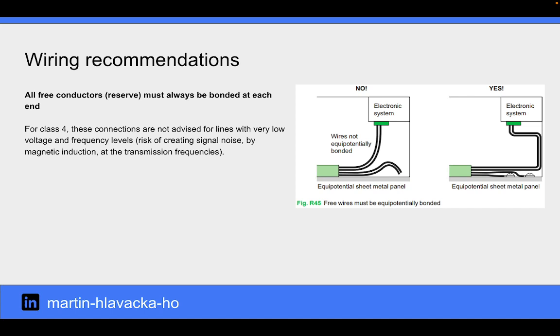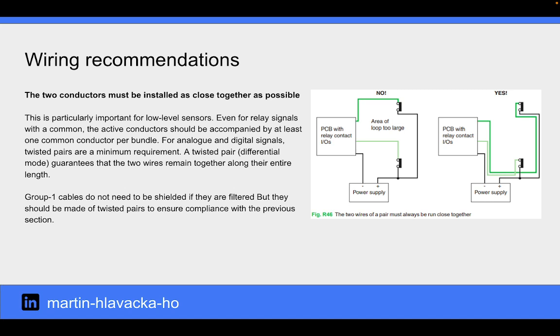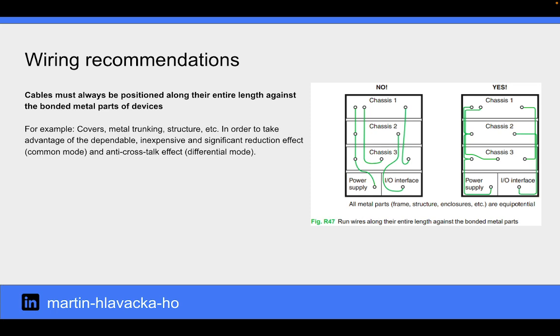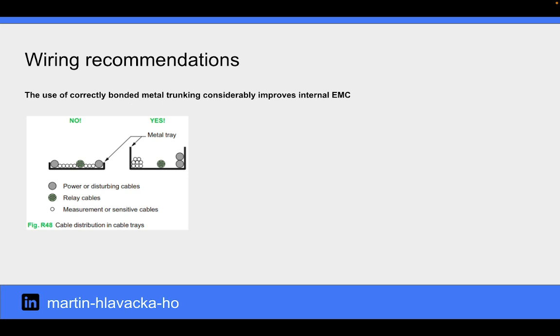All three conductors must always be bonded at each end. The two conductors must be installed as close together as possible. Cables must always be positioned along their entire length against the bonded metal parts of devices. The use of correctly bonded metal trunking considerably improves internal EMC.